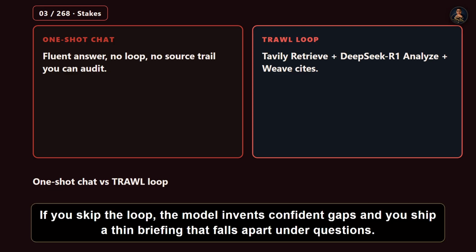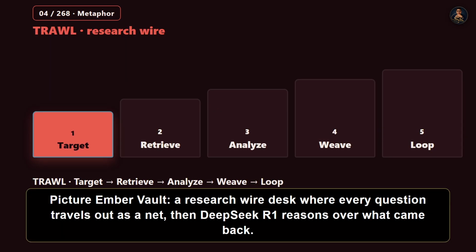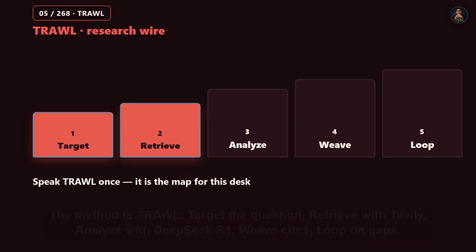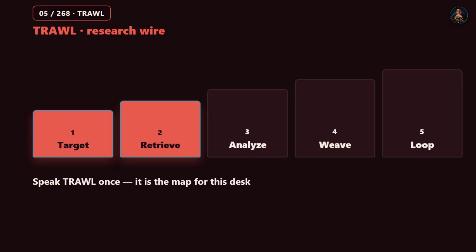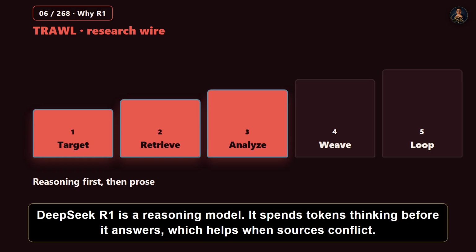If you skip the loop, the model invents confident gaps and you ship a thin briefing that falls apart under questions. Picture Ember Vault, a research wire desk where every question travels out as a net, then DeepSeek-R1 reasons over what came back. The method is TRAWL: target the question, retrieve with Tavily, analyze with DeepSeek-R1, weave cites, loop on gaps. DeepSeek-R1 is a reasoning model.